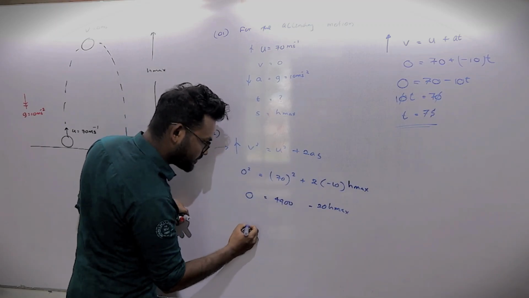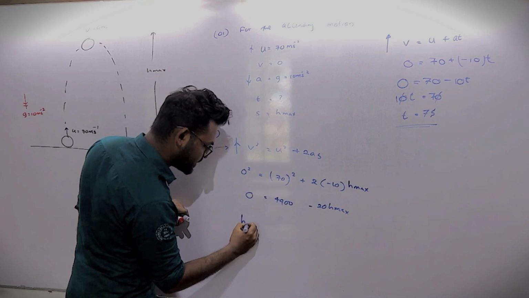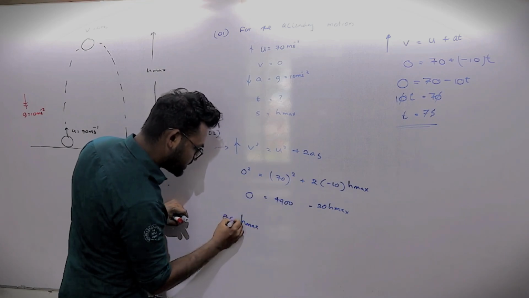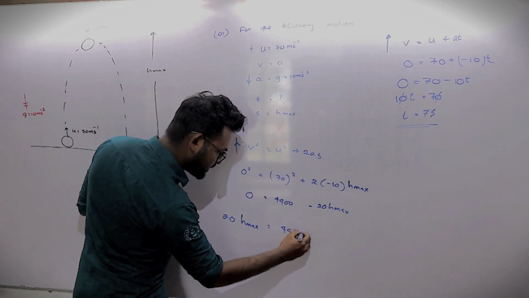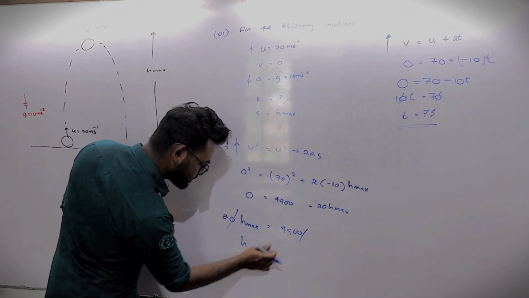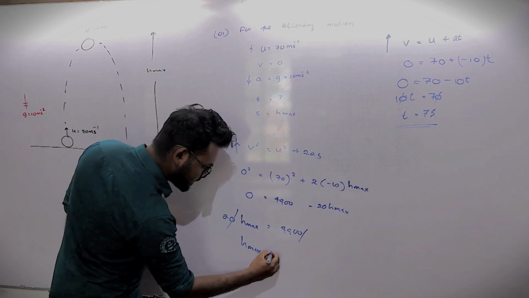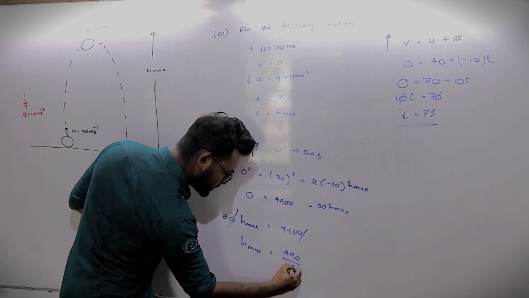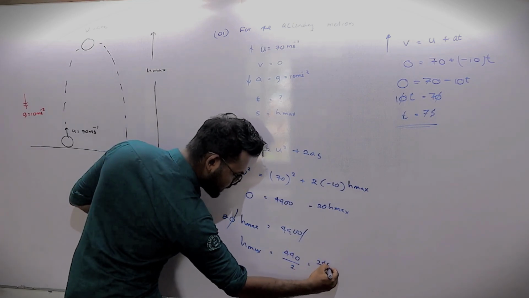I'm just writing it for clearance. So h max right here, 20 h max equals 4900, and 10 cancels off. So h max equals 490 divided by 2, so it is 245 meters.